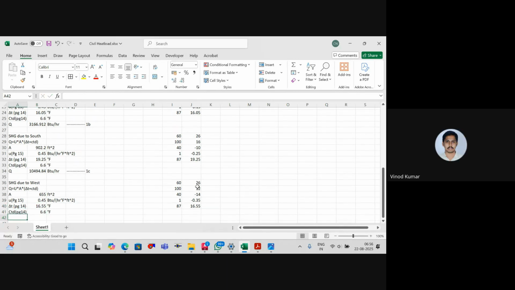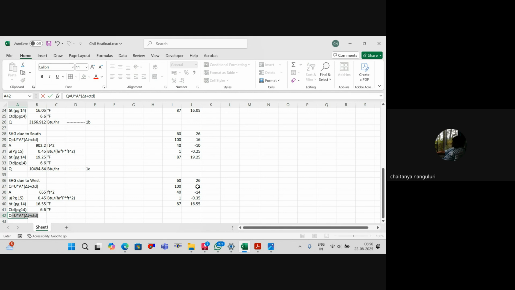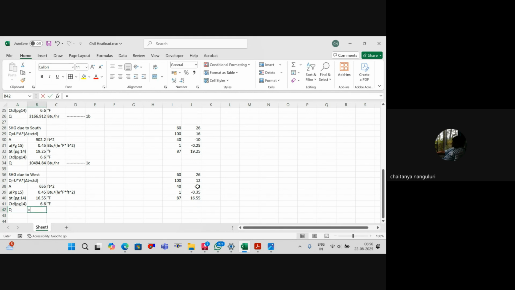Yes. So again we'll calculate the Q value. Q is equal to UA, U into area into delta T plus CTD. This I'll mark as equation 1D. So these are all the directions we have got.